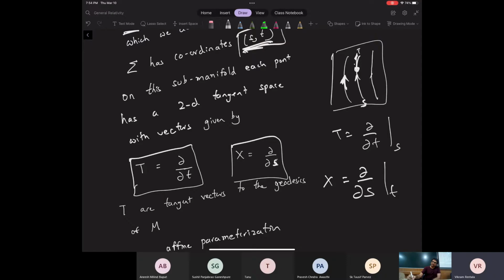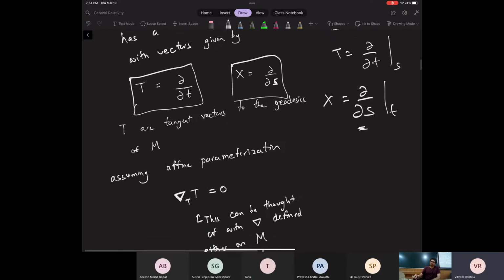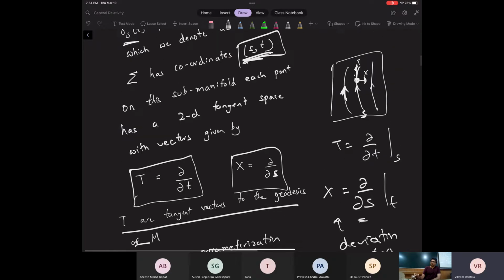I can now think about the vector like this, which is X. It's a deviation vector. It's basically a vector in the direction of changing the parameter S. That's what we mean by this deviation vector. So T are tangent vectors to the geodesics, and X are what we call deviation vectors. They parameterize a direction which is away from the geodesic.